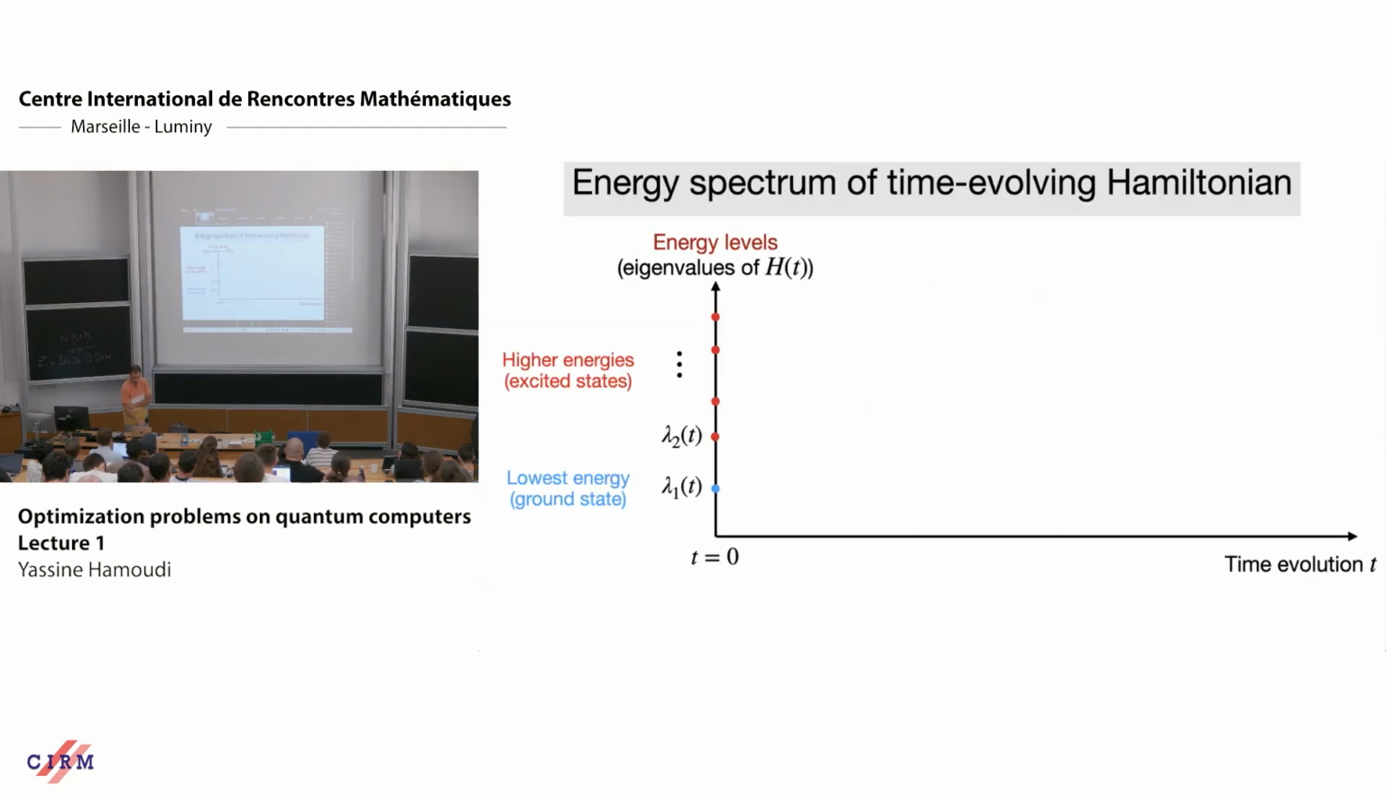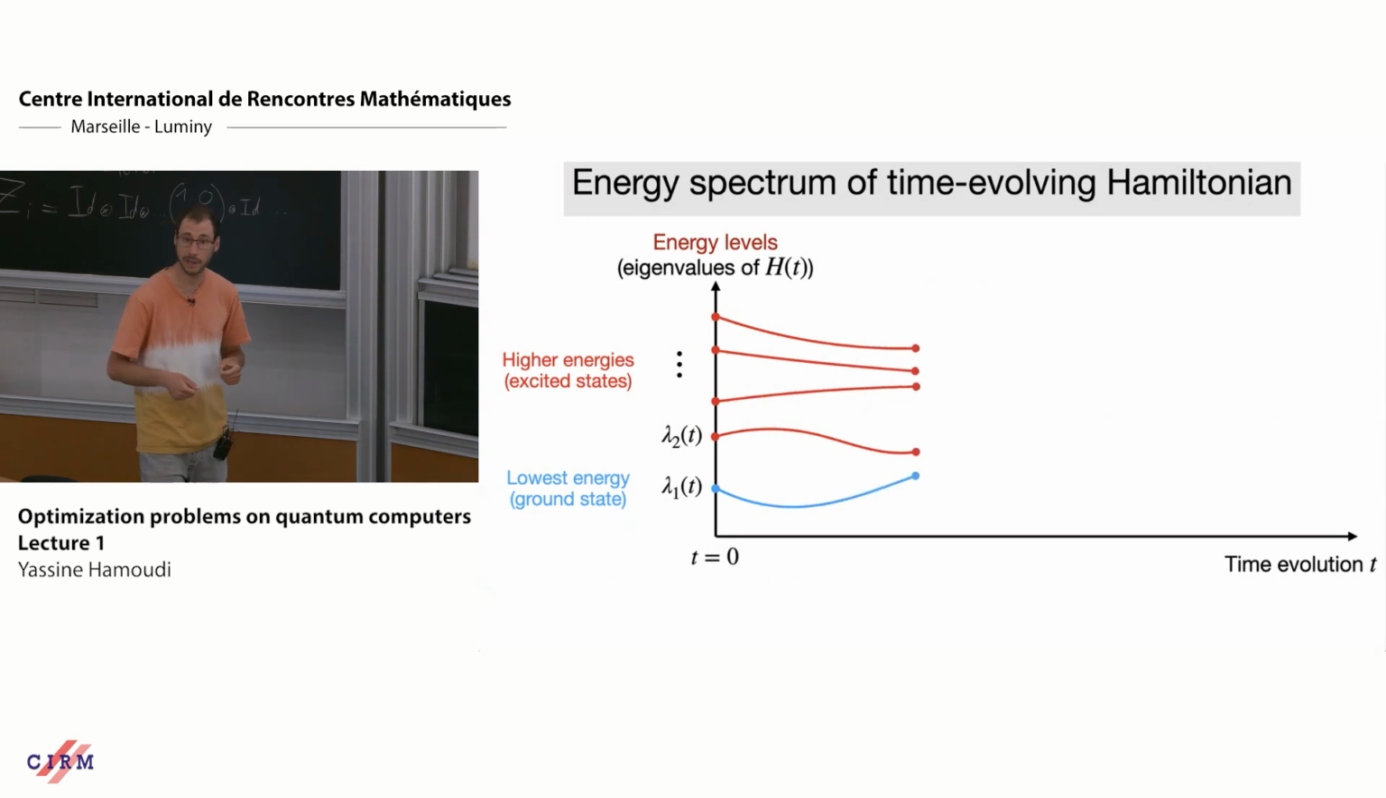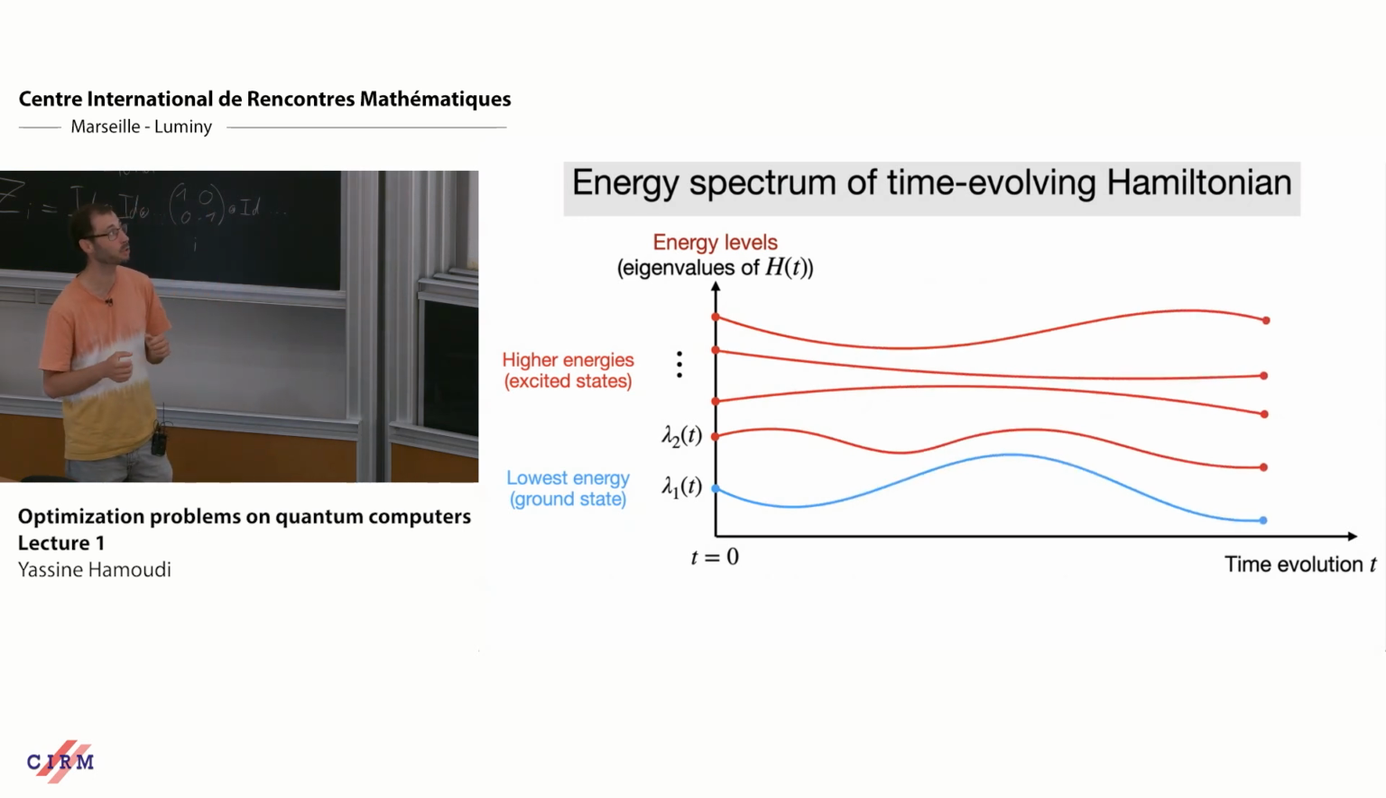So just to give you an idea of what the evolution could look like, here I have plotted the eigenvalues as a function of the time. Initially, we have some distribution of the energy levels, and then we make the time increase. So h is going to change, and the eigenvalues will also change as well. The eigenvectors will also change, but we mostly care about what happens to the eigenvalues.